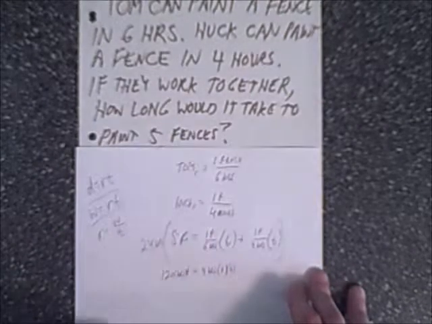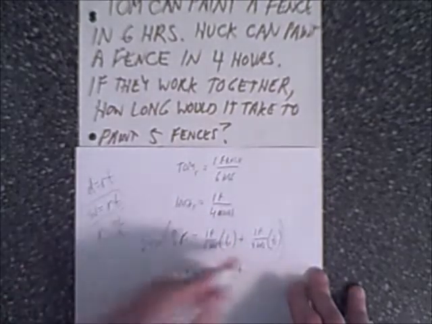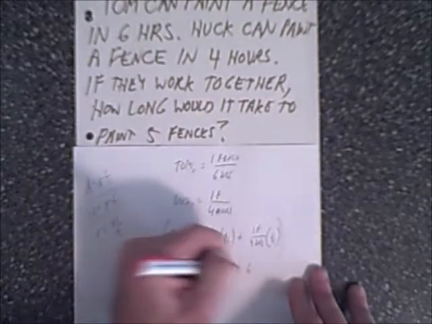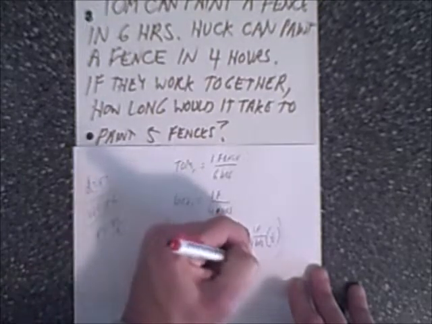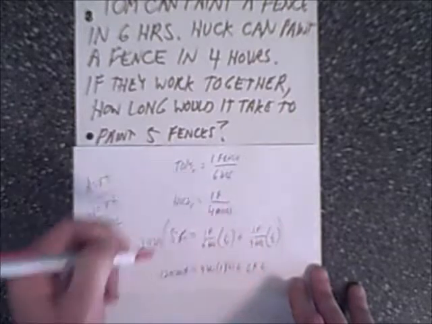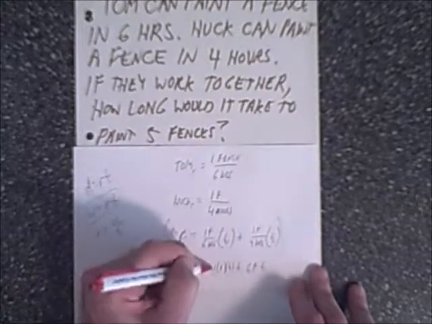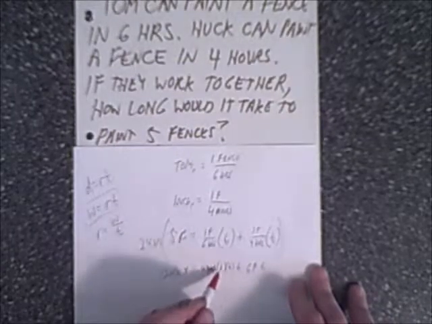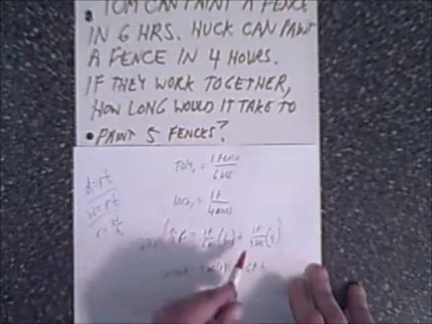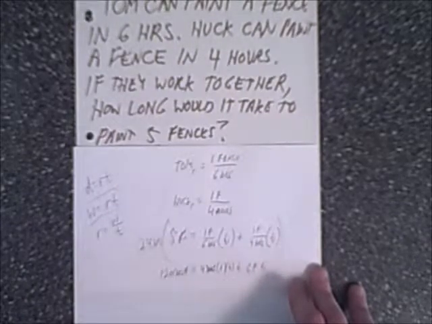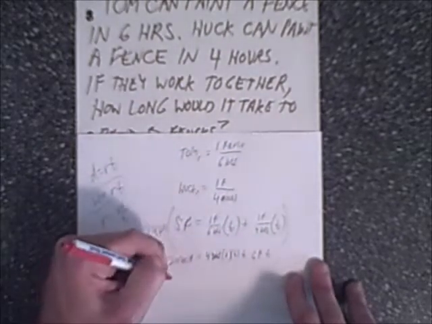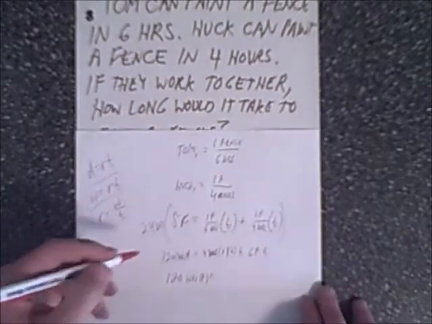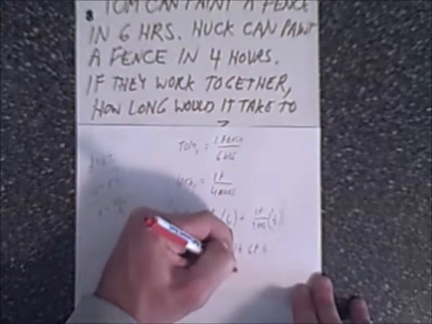So this is going to be 4 hours FT, and then plus 24 times this as we distribute is going to be 6 FT. I shouldn't have put the hours here because these hours are actually going to cancel. So we have 120 hours F, 4 FT because the hours cancel, and then 6 FT because the hours cancel. So what are we left with? We're left with 120 hours F equals 10 FT.